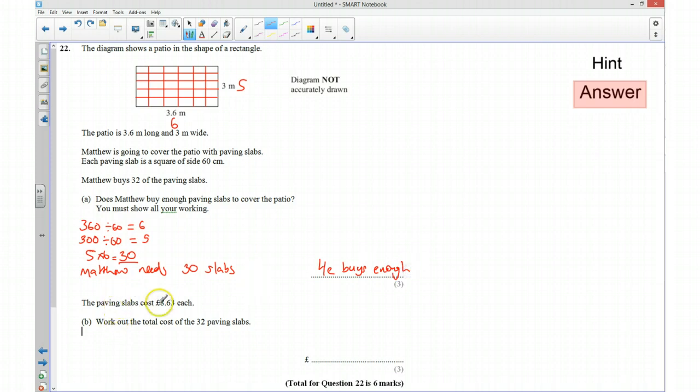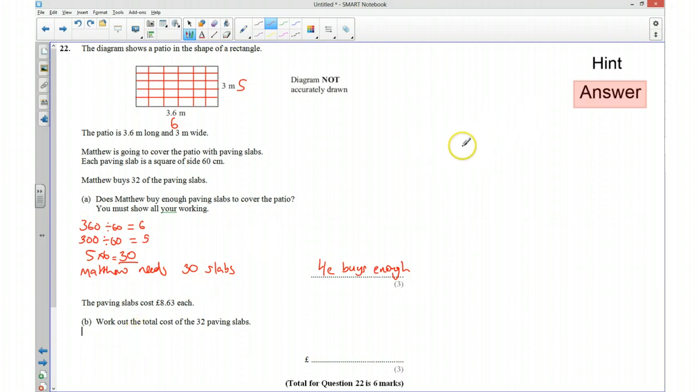Okay, and then the paving slabs cost £8.63 each, and we need to work out the total cost of the 32 paving slabs. So we need to do 32 times £8.63. Now you can use any method that you want for this. I'm just going to come and work over here because I've not left myself enough room.